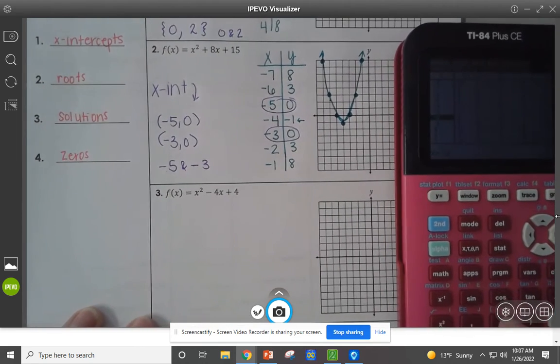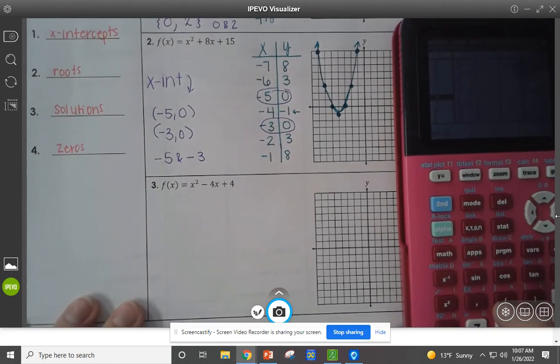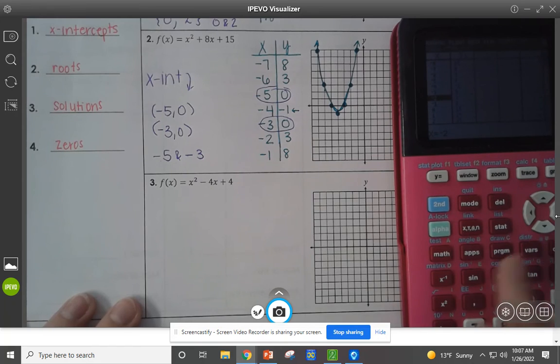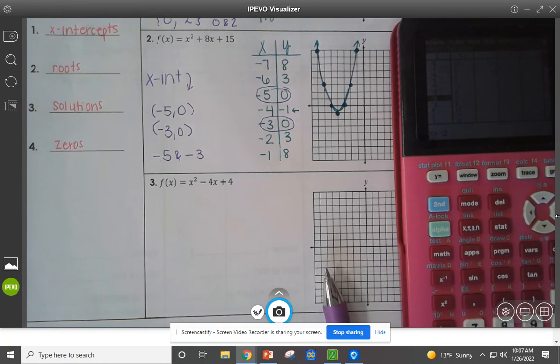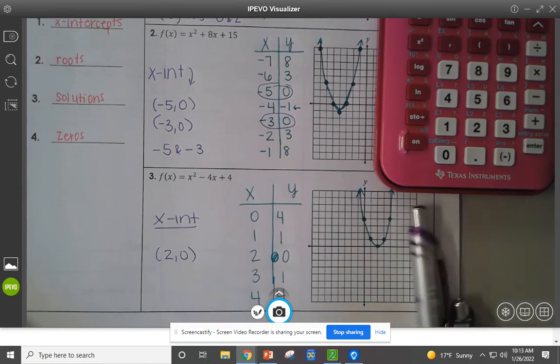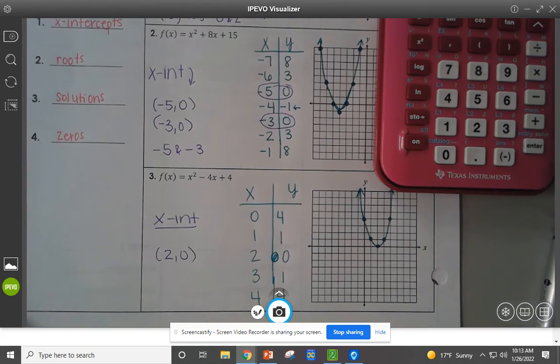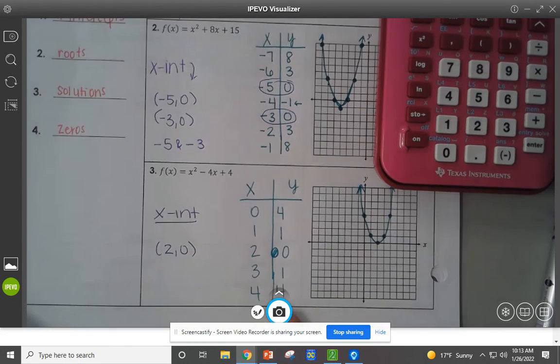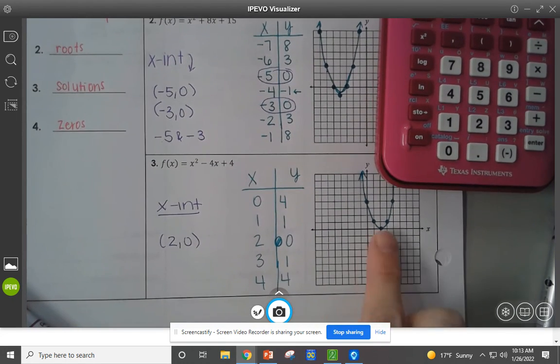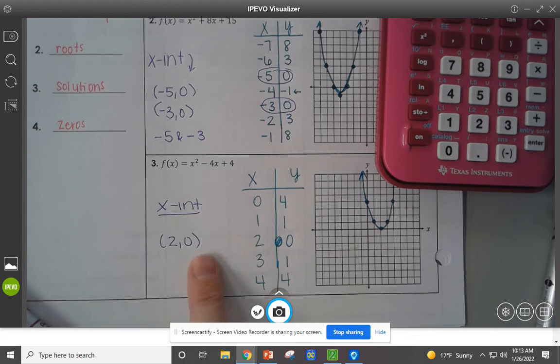So I want you to do number 3. All right, on this one, you should have found these points. I've graphed it, and this one only had one x-intercept. It was the point 2, 0.